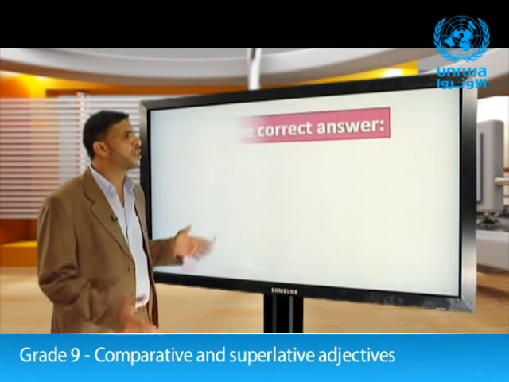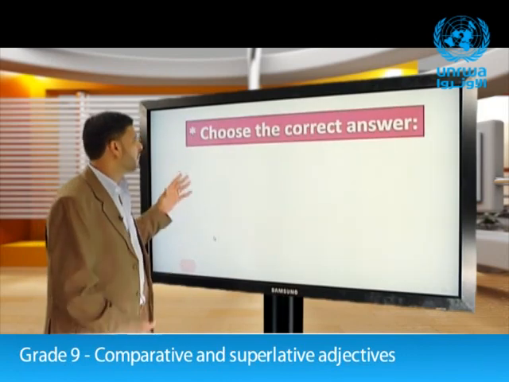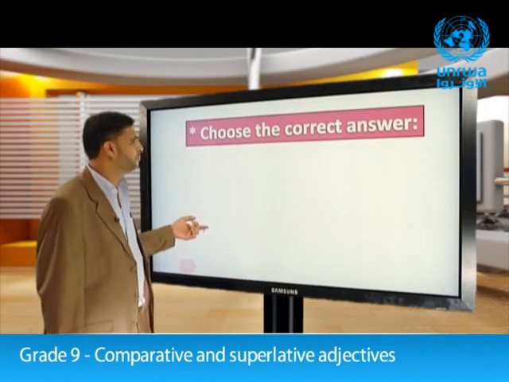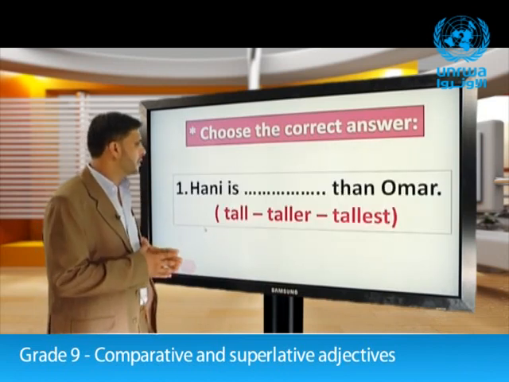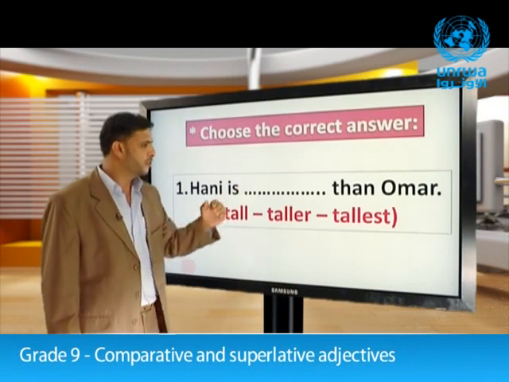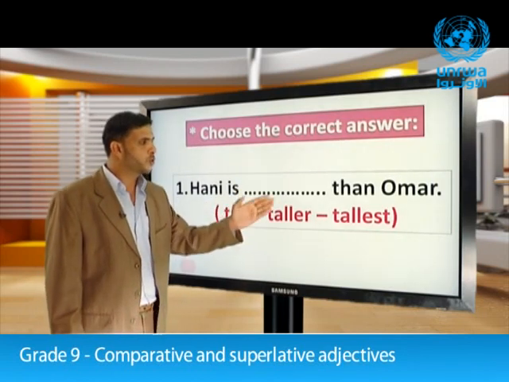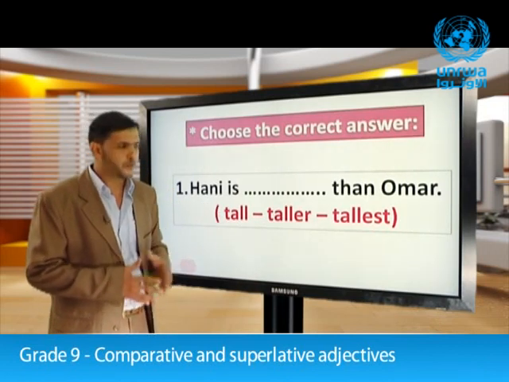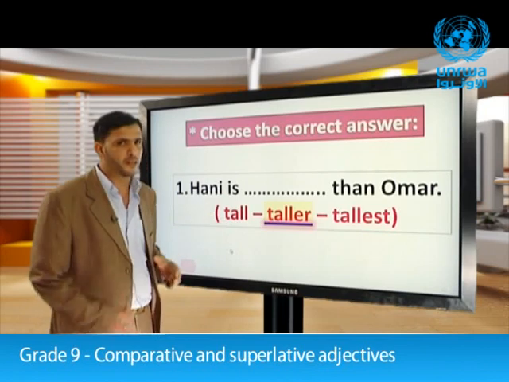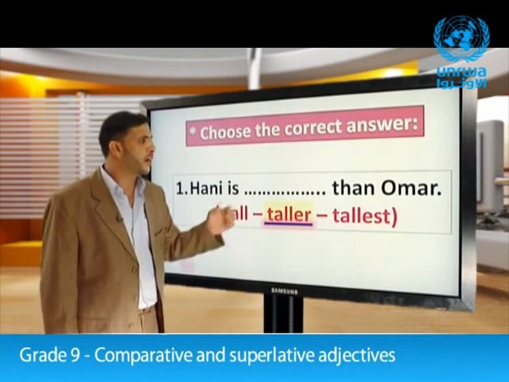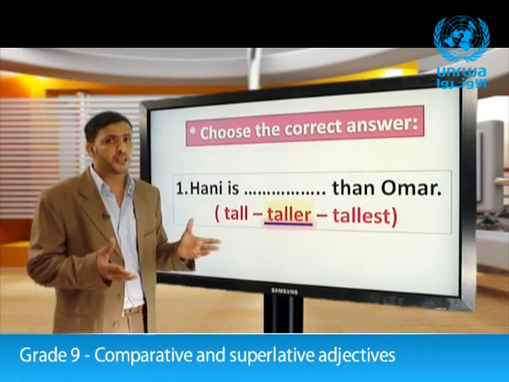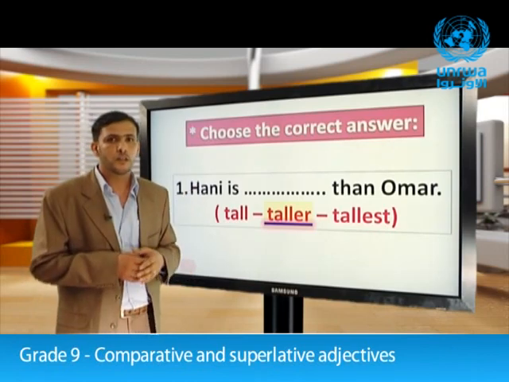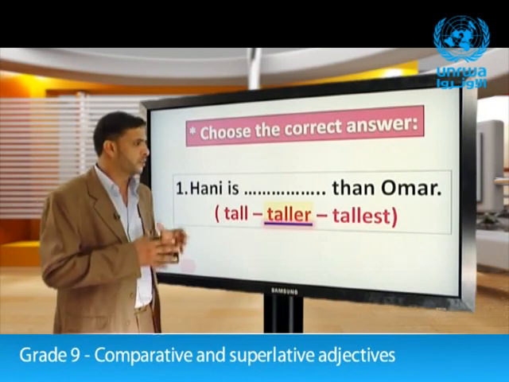Now, dear students, let's have another activity. Choose the correct answer. Look, Hani is tall than Omar, taller than Omar, tallest than Omar. Think of the answer. Yes, very good. It's taller, because we used than, and than is used to compare between two things. Also, Hani and Omar are two people, so we use taller.